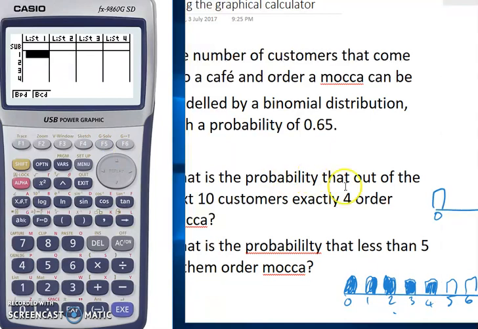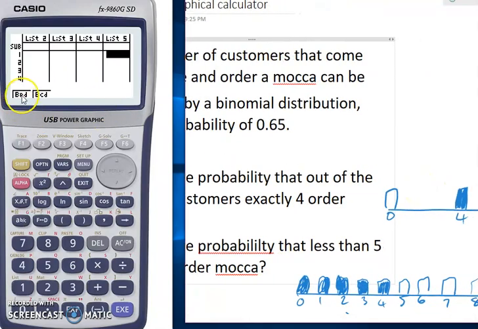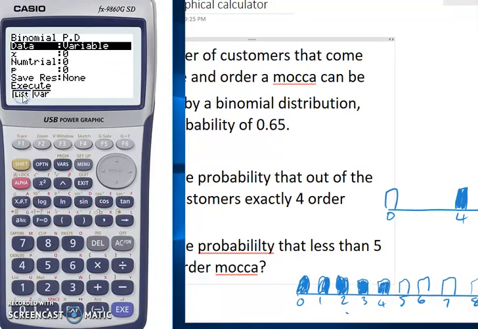Now, we want the exact answer of 4, so it's a perfect score. Click on binomial PD, which I call a perfect score, binomial perfect distribution. If you haven't got the variables ready to enter, you just need to click the variables button, F2. But you can see here we're ready to start entering.